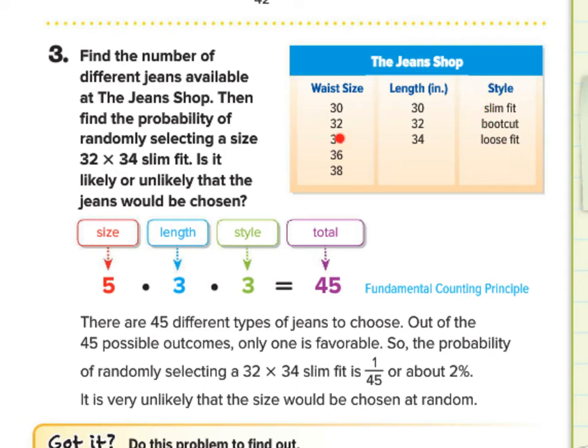So that's 15 times 3. So you can see here, size is multiplied times the length, which is multiplied times the style. 5 times 3 times 3 is 45. We found that by using the fundamental counting principle.